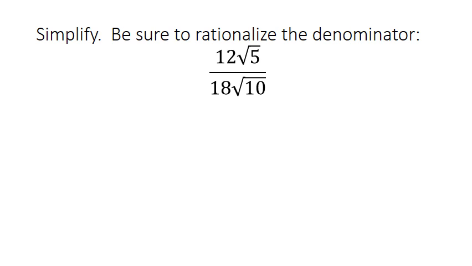To simplify this radical, it is going to be most efficient to simplify the radical before we try to rationalize. So what we notice in the numerator, we have a 12, which is just 2 times 6 times radical 5. In the denominator, we have 18, which is 3 times 6 radical 10. Radical 10 is 5 times 2. You can simplify things that are alike.